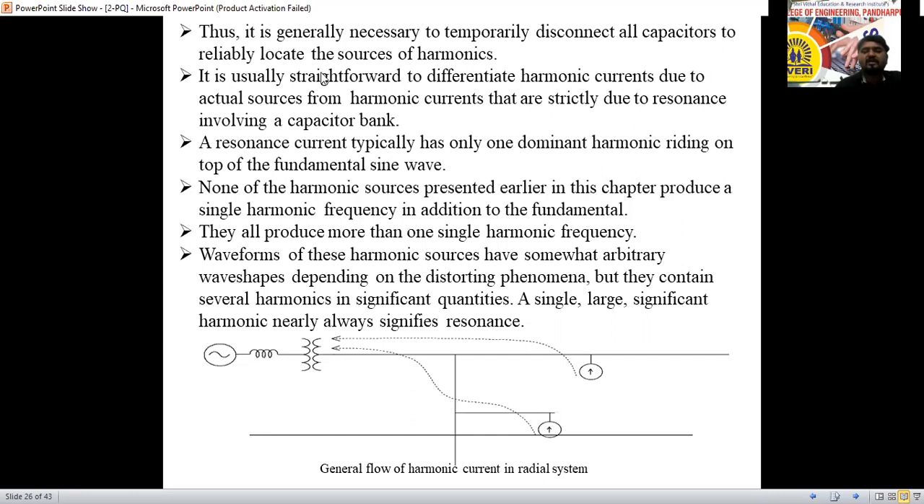A resonance current typically has only one dominant harmonic riding on top of the fundamental sine wave. None of the harmonic sources presented earlier in this chapter are like that. They all produce more than one harmonic frequency. Here we have considered two harmonics just for understanding. The waveforms of these harmonic sources have somewhat arbitrary wave shapes depending on the distorting phenomena, but they contain several harmonics.